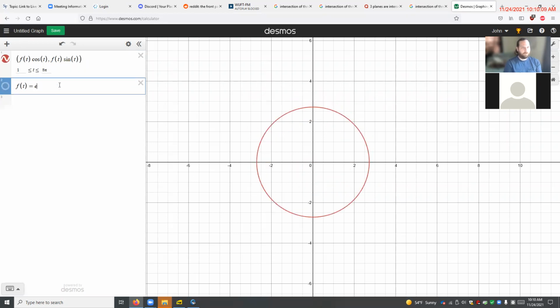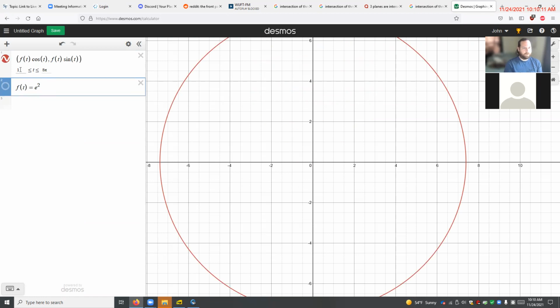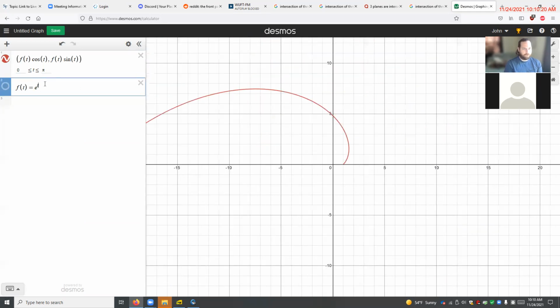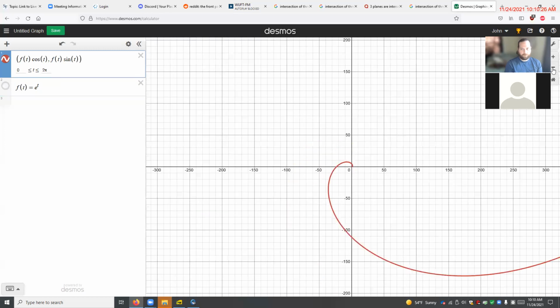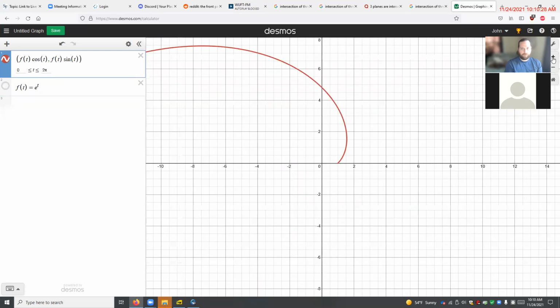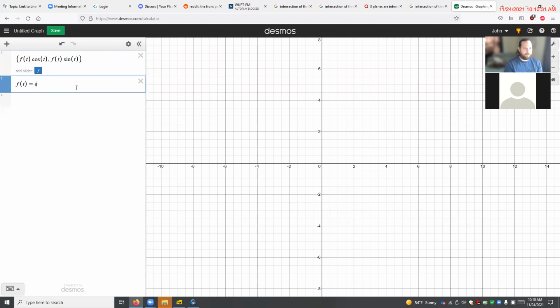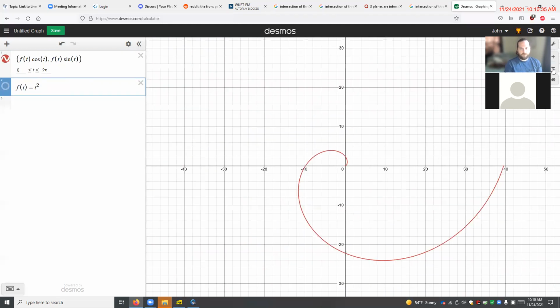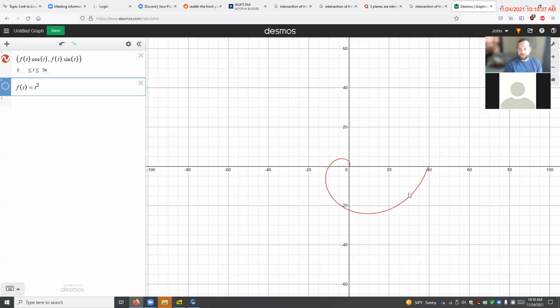If I make this a fast growing function like e to the t, then your radius will grow really, really quickly, because e to the t grows really, really quickly. If I make this something like t squared, then your radius will grow as a quadratic and your spiral will grow faster than the Archimedean spiral, but much slower than e to the t.